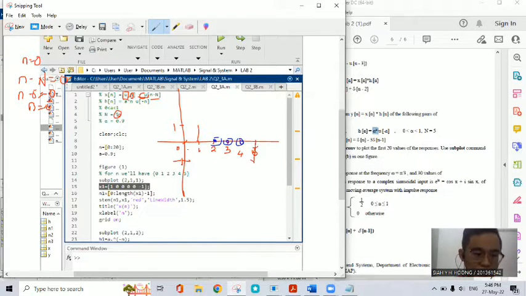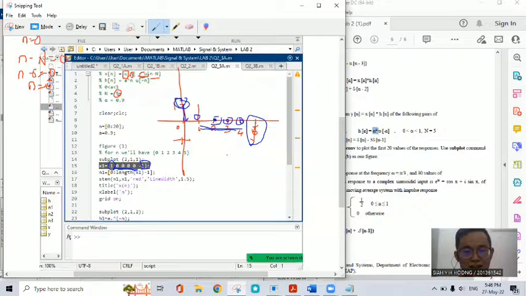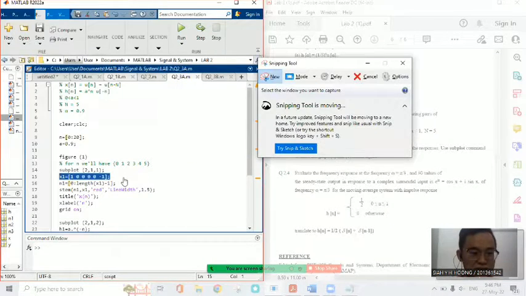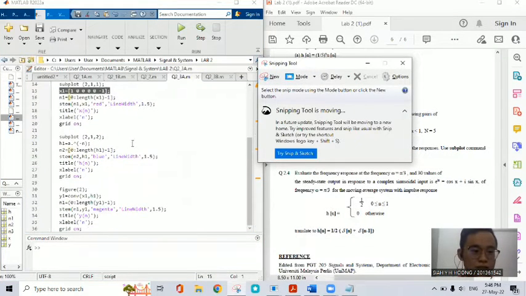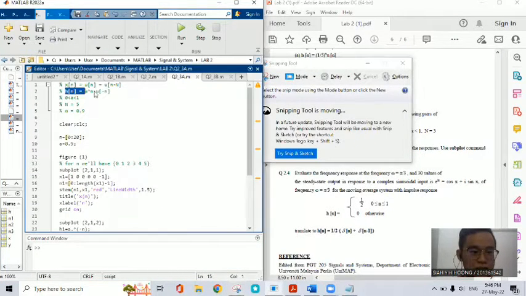So this explains why we're having 1, 0, 0, 0, 0, 0, and -1 right here. Okay, let us move on to another expression. This expression right here.